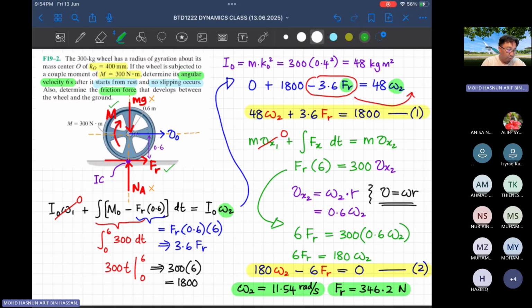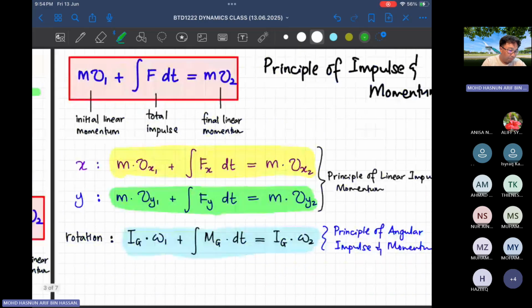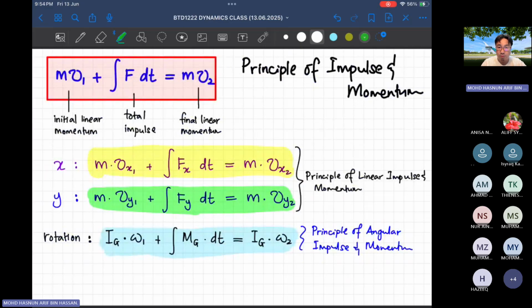So today we have covered the principle of impulse and momentum. What is important is that you know these three equations and you know when to use them. Not necessarily you have to use all three. It depends on the question. Sometimes you only use one equation. Sometimes you need to use two equations and solve simultaneous equations.